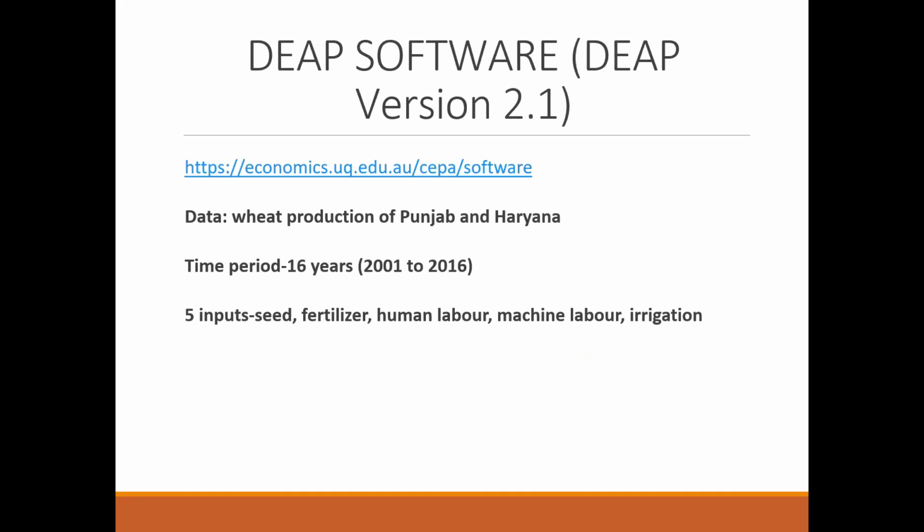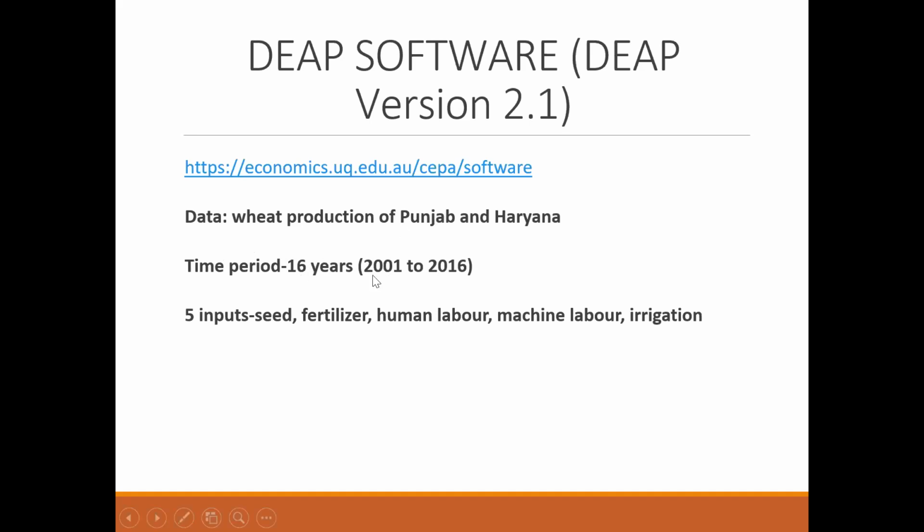This is a software which can be used to estimate the Malmquist Index, DEAP software. It is available at the following link, the website of the University of Queensland, Australia. It provides software for calculating technical efficiency and TFP, like DEAP and the frontier approach also. And the example I'm using is wheat production data of Punjab and Haryana.